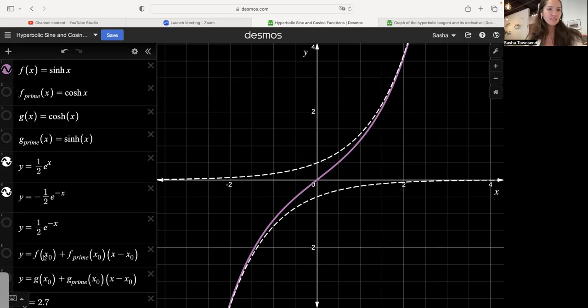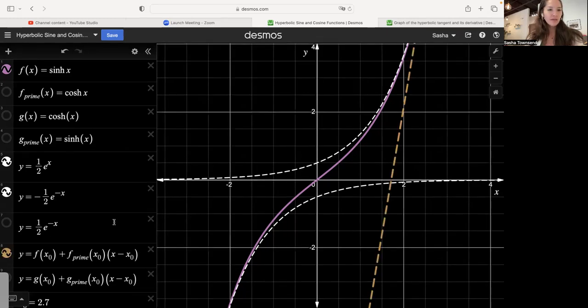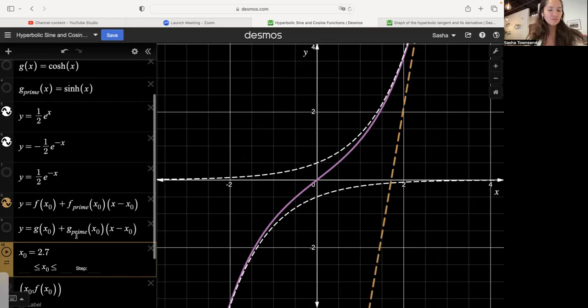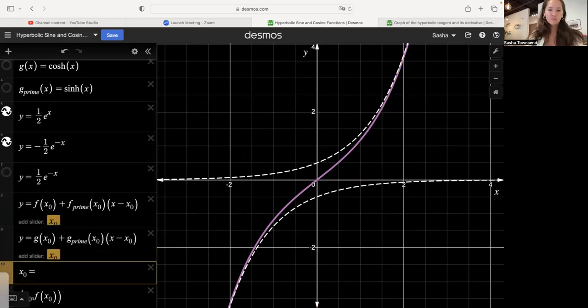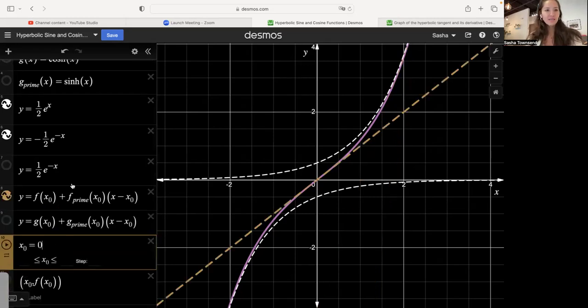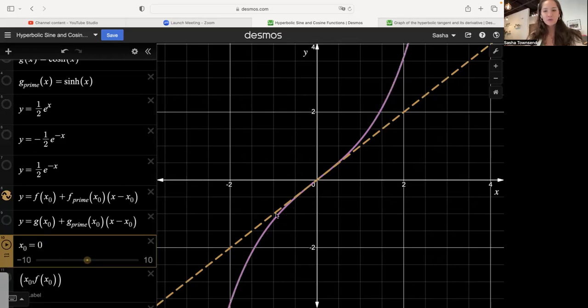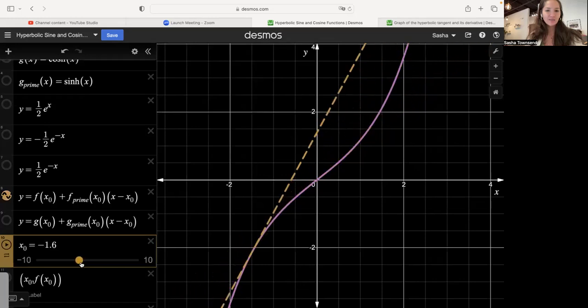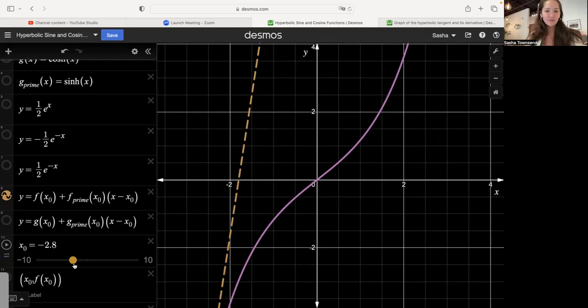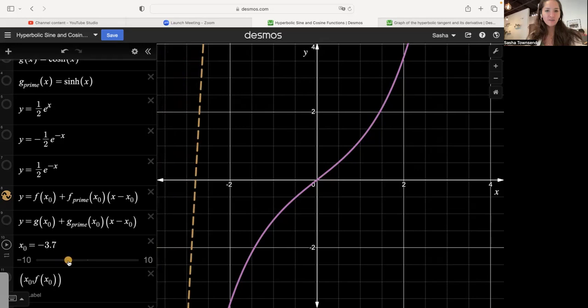Now, if we look at the tangent lines to that graph at particular locations, we see that the slope is +1 here. And then as x goes to negative infinity, we see those slopes are just getting more and more positive. So we start all the way out at negative infinity. The slopes are very, very large. And then the slopes are still positive.